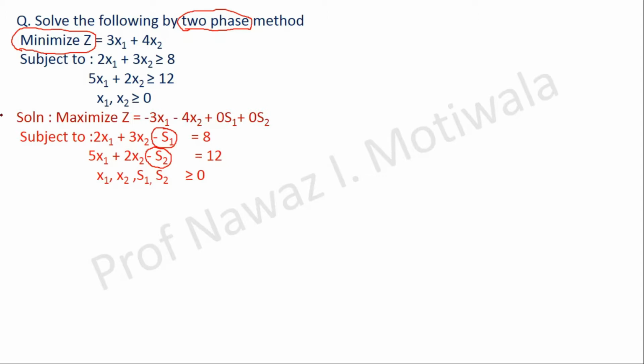So I will write: maximize z = -3x1 - 4x2. I have just multiplied the entire equation by minus 1 to convert it from a minimization problem to a maximization problem. And as we have said, I have introduced s1 and s2 with a coefficient of 0 with it. Now, as the question says that we have to solve it by two-phase method, let us start with phase 1.